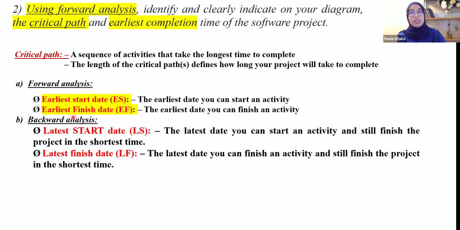So the earliest start date is the earliest date that you can start an activity, and the earliest finish date is the earliest date you can finish an activity, okay? Keeping this in mind, we are going to apply it in order to solve this question, okay?